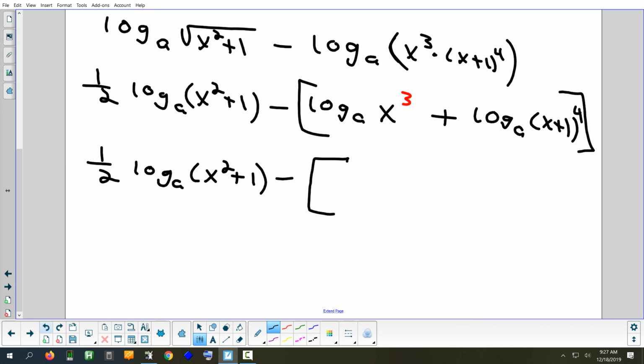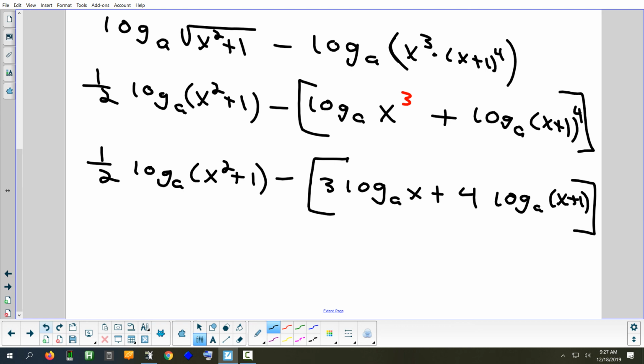Remember what the directions said, yeah? Right. Do not leave exponents where they are. It said put them as factors, which means put them in front. So 3 log base a x plus 4 log base a. Now you've taken out the 4, but you still got to leave the parentheses around the x plus 1. Okay? So we understand that those are grouped together. And that's pretty much how you would see a final answer.